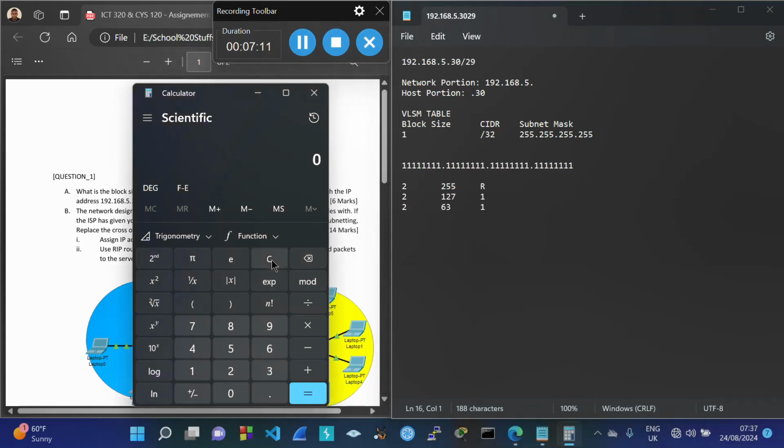Again, when we divide 63 by 2, we get 31.5, so the remainder is 1. Dividing 31 by 2, we get 15, remainder 1. Dividing 15 by 2, we get 7, remainder 1. Dividing 7 by 2, we get 3, remainder 1. Dividing 3 by 2, we get 1, remainder 1. Then dividing 1 by 2 gives 0, and the remainder is 1.